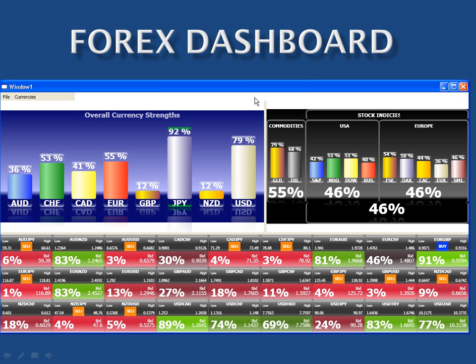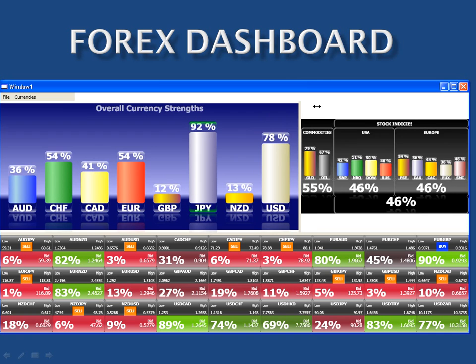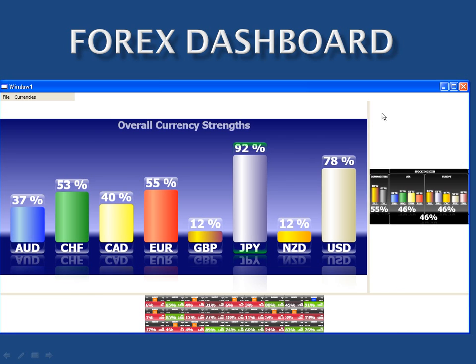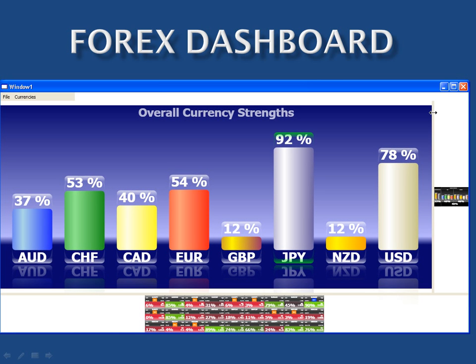Alright, so what we're now going to look at is the overall currency strength. I just want to zoom in a bit here. Okay, now the overall currency strengths are measured against a basket of currencies and allow you to see each individual currency strength, ranging from 0, which is weak, to 100%, which is strong. All major currencies are shown here.